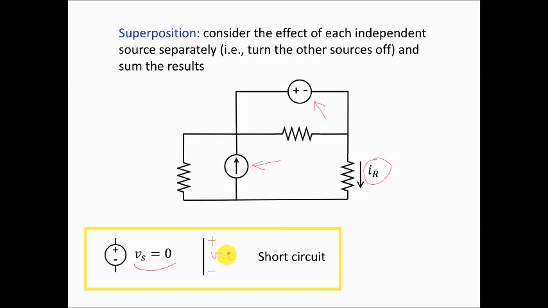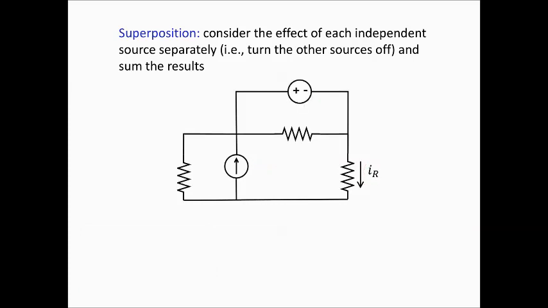So let's say I only want to figure out what is IR if I only consider my current source. In that case, I want to set my voltage source equal to 0. So I replace it by a short circuit, and I calculate what is IR when I only have now this current source left. Okay, so next I need to do the same for calculating the effect of just my voltage source here, and I want to set my current source equal to 0.